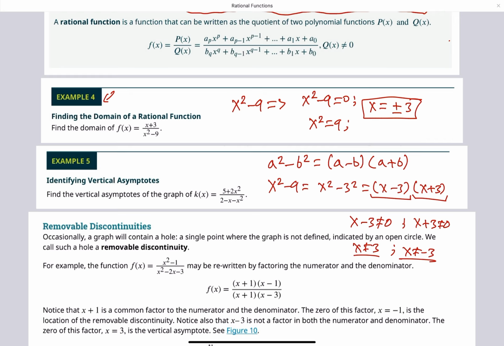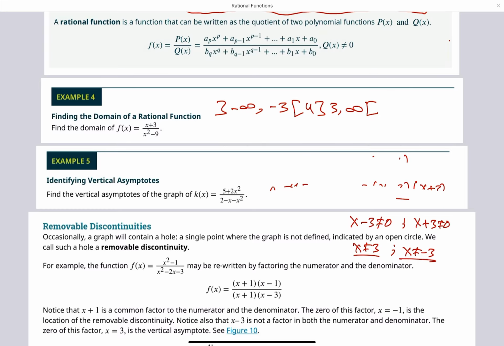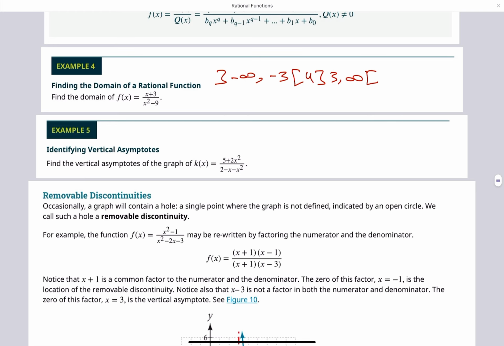These are the 2 x-intercepts, actually. No, vertical asymptotes, and they're also part of the domain restrictions. So let's write down our domain in interval notation. We have negative infinity, not included, to negative 3, not included, union 3 to infinity, and that is it. Are we good? Now let's move on to example number 5.